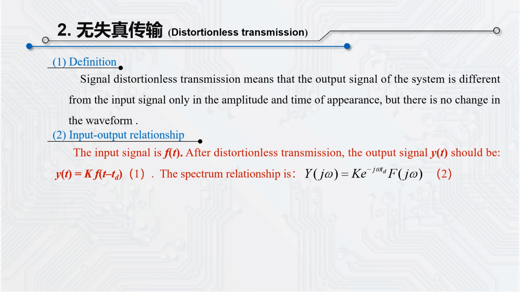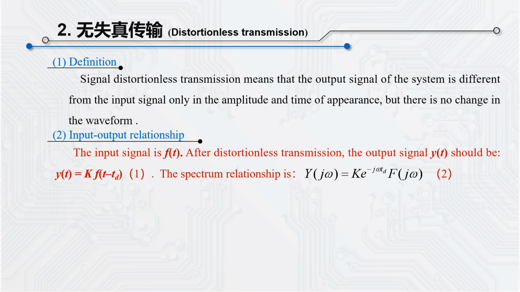Well, what are the input and output relationship and mathematical description of distortionless transmission system? If the input signal of a system is f(t), its output signal is y(t). According to the definition of distortionless transmission, obviously y(t) should satisfy Formula 1. The amplitude is not the same as the input signal. Occurrence time of the amplitude is delayed for a certain time, but their waveforms are the same.